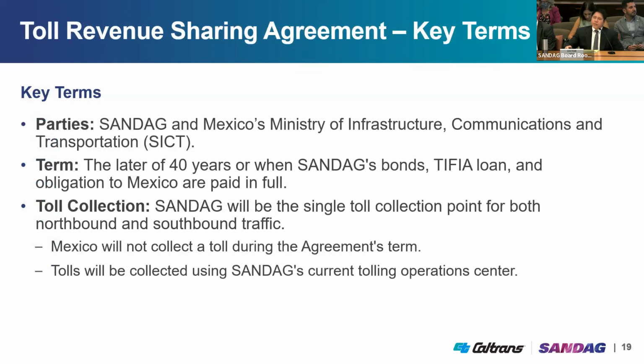So just to go over some of the key terms of the toll revenue sharing agreement that we're presenting, the parties include Sandag and Mexico's Ministry of Infrastructure, Communications, and Transportation, or SICT, it's a Mexican acronym. The term of this agreement will be the later of 40 years, or when Sandag's bonds, TIFIA loan, and obligation to Mexico to cover its 10% that they're giving up at the outset are paid in full. The point of this toll revenue sharing agreement is to ensure that there are sufficient revenues to secure the debt financing that we'll need at the outset to complete this project.